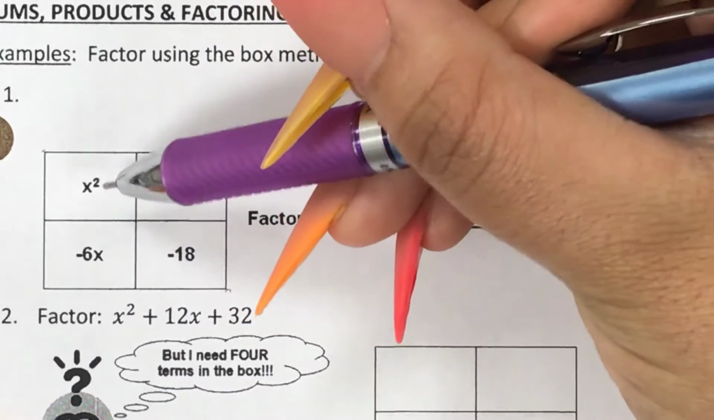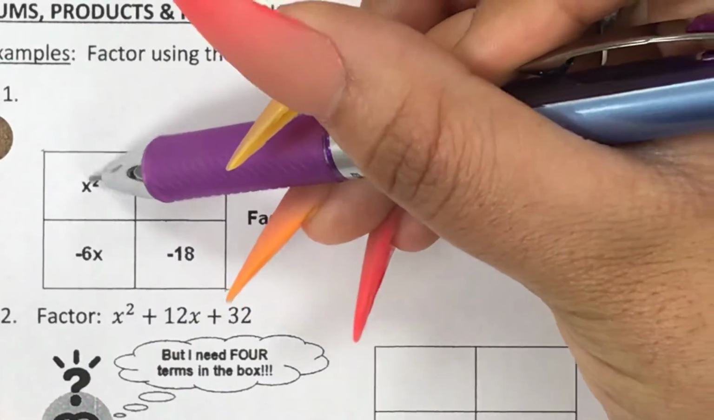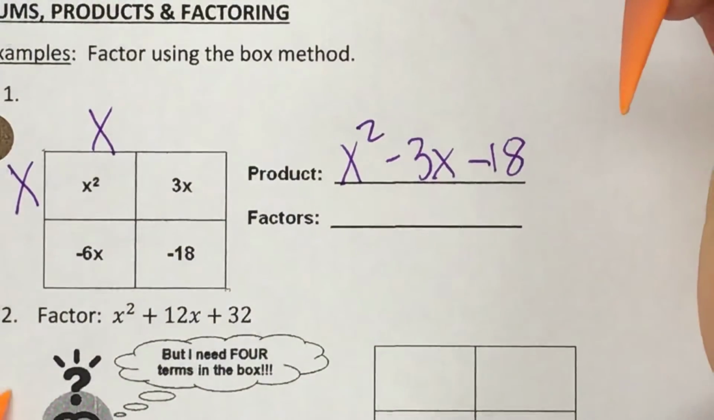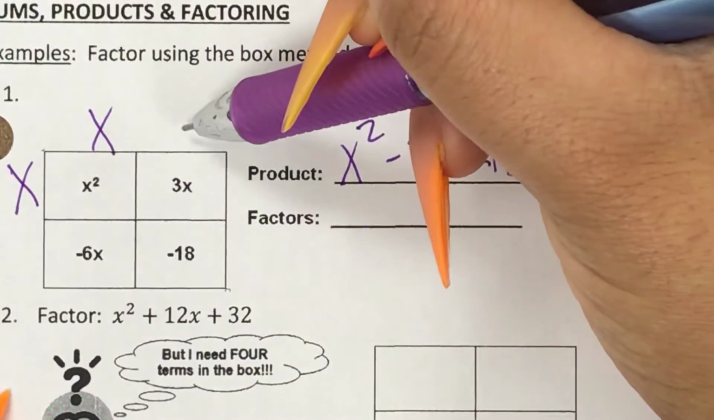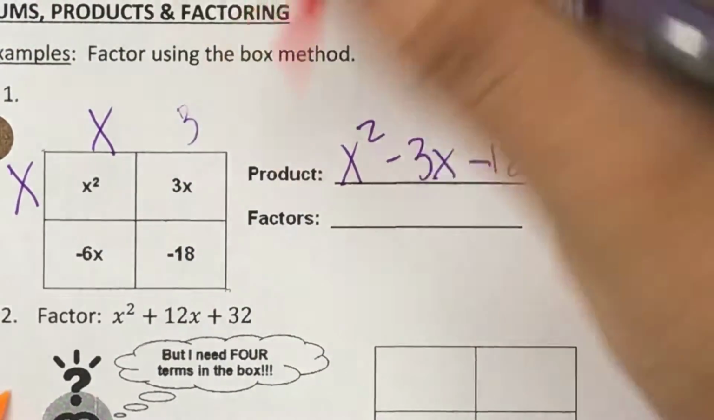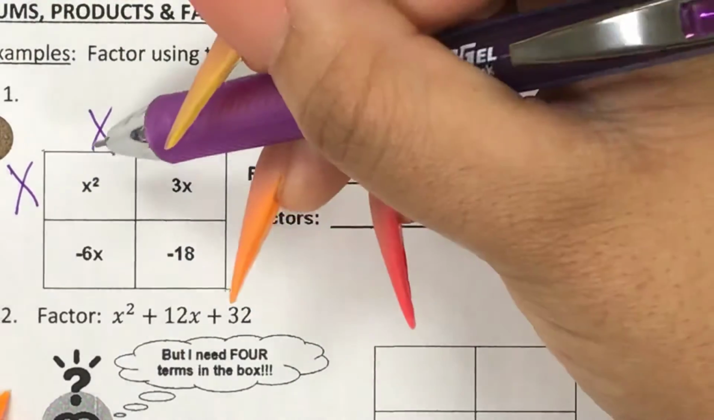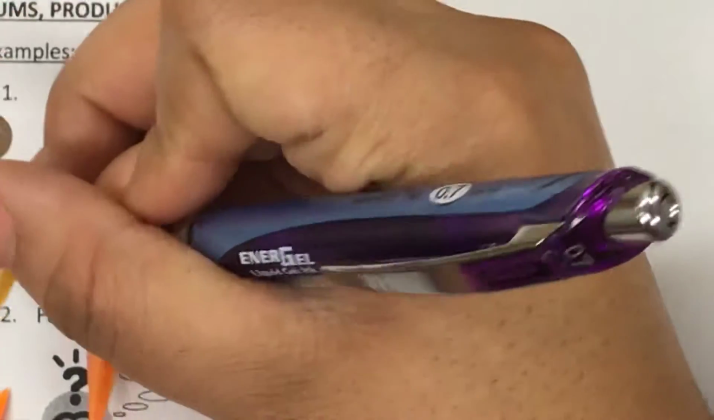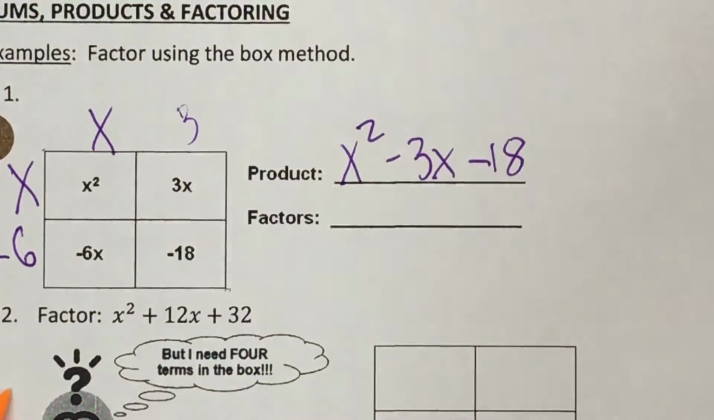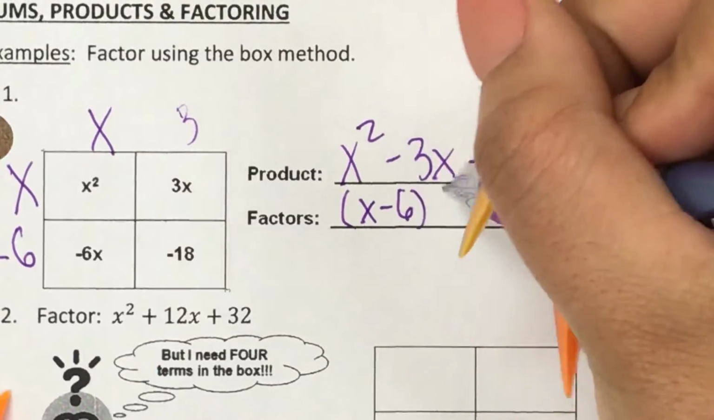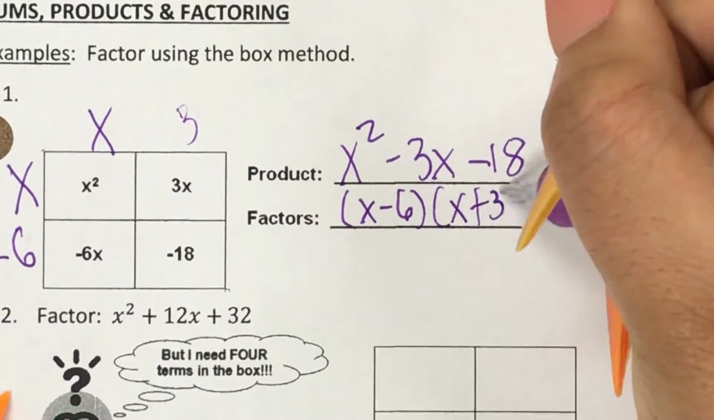So x squared, how do we get x squared? Well, the exponent of 2 means I have two x's being multiplied together. So x times x gives you x squared. X times what gives you 3x? X times 3 gives you 3x. X times what gives you negative 6x? Well, x times negative 6 gives you negative 6x. So my factors are x minus 6 and x plus 3.